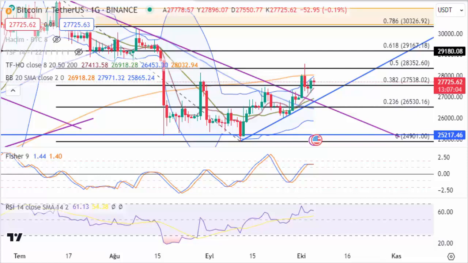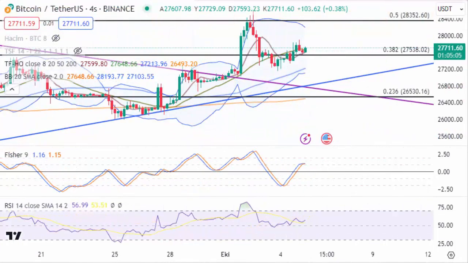Additionally, if this level holds, we might see a channel pattern where the price continues in the direction it breaks out, so keep that in mind. Now, on the 4-hour time frame, the Fisher indicator is showing a potential downward breakout, which could be interpreted as a mild sell signal. However, if there's no breakout and the price continues to rise, we could see further upward movements. Similarly, on the 4-hour RSI, the value is around 56.83, and it has consistently been above this level for the past 2 weeks. As long as it remains above this level, the price could continue to rise.